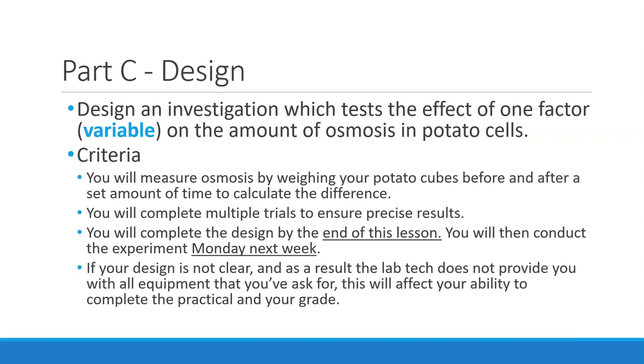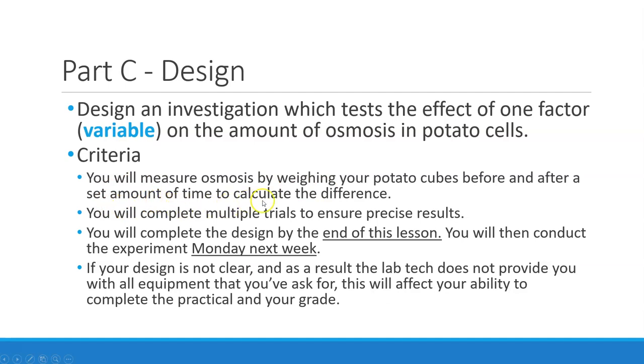So for your part C, you need to design an investigation which, as I said, tests the effect of one factor, which is your variable, which in this case is your independent variable, on the amount of osmosis in potato cells. So the way that you're going to measure osmosis is by weighing your potato cubes. So you're going to cut your potato into cubes. Before and after a set amount of time, I would recommend at the very least 20 minutes, if not longer, to calculate the difference in weight, which will tell you how much osmosis has occurred.